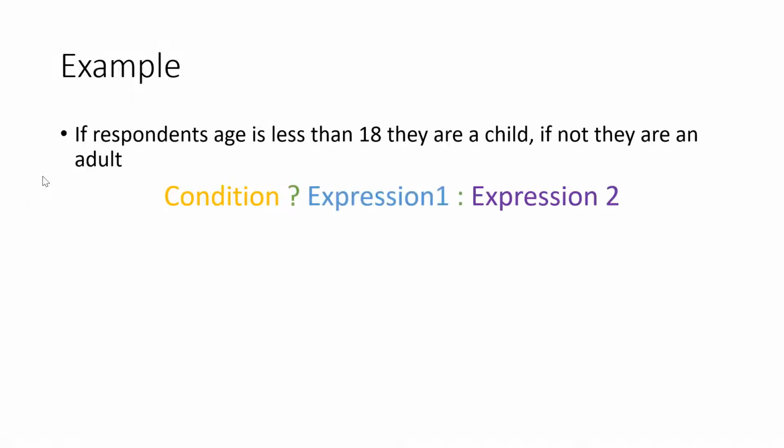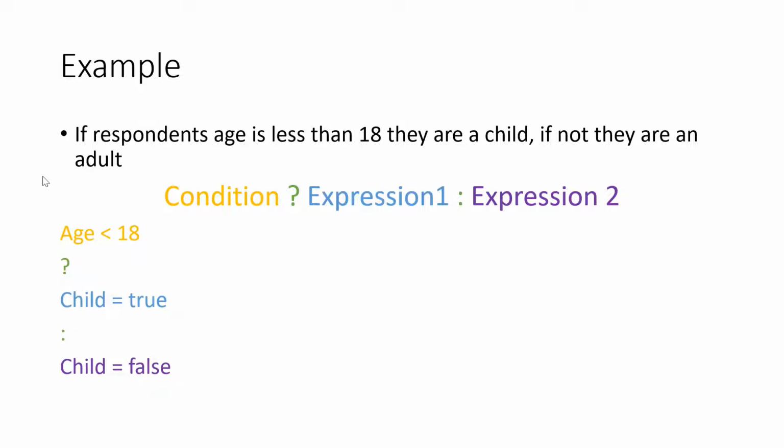Let's take a look through that now with an example that's a bit more practical, rather than talking about conditions and expressions. In this example, we'd like to see if the respondent's age is less than 18 years old, they'll be considered a child. And if not less than 18, they'll be considered an adult. We're going to use our same syntax, condition, expression 1, expression 2, but I'm going to put it on separate lines, which we'll do in Survey Solutions as well. It makes our conditions much easier to read.